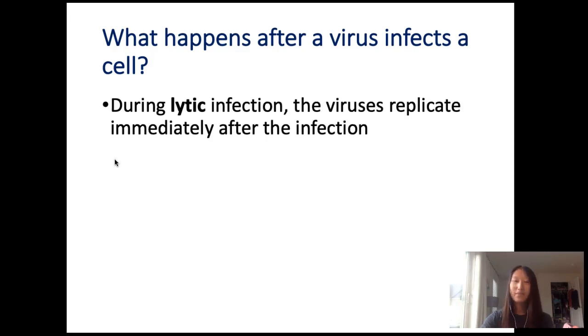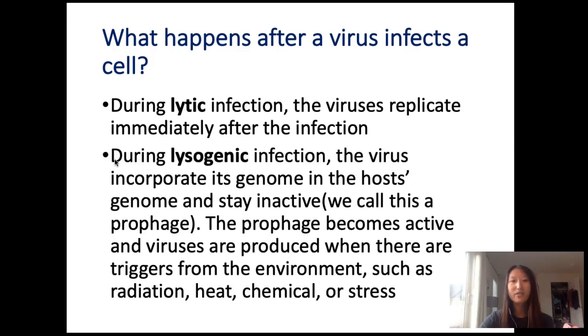Now here's the verbal explanation of this process. During the lytic infection, the viruses replicate immediately after the infection. During the lysogenic infection, the viruses incorporate their genome into the host genome, right? Like we said, it inserts the genome into the host genome and stays inactive. We call this prophage. You don't have to know that. The prophage becomes active, and viruses are produced when there are triggers from the environment, such as radiation, heat, chemical stress.